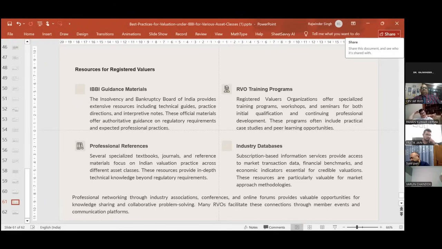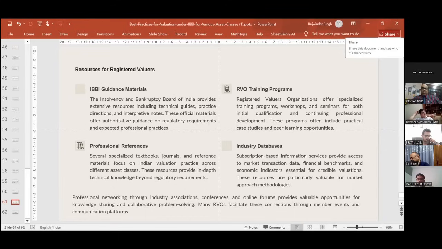And then you can attend review training programs. Registered valuer organizations offer specialized training programs, workshops, and seminars for both initial qualifications and continuing professional development. So these programs often include practical case studies and peer learning opportunities.